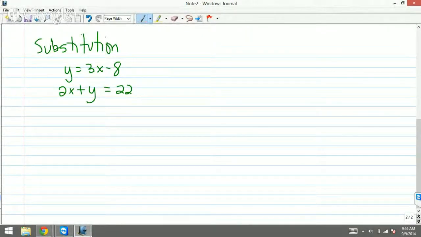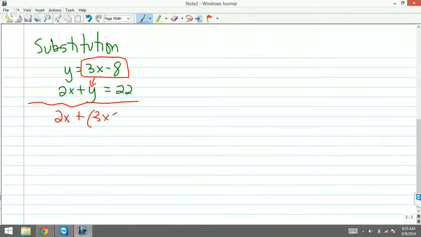Substitution. This is the same as y, correct? It's y equals. So where can I put it? Right there. I'm just going to, it's called substituting. It's genius. So what I end up with is 2x plus 3x minus 8. And notice I have one variable now, because that is the way we like to do it. Go ahead and solve that. Should I just dot, dot, dot? Or do you need to see it? No, we're good.